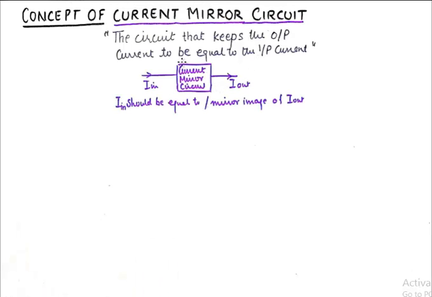Simply put, if we were to draw a block diagram of a current mirror circuit, we'll say that the current on one side of the circuit will be equivalent to the current on the other side of the circuit, which is loosely called as the current at input should be equivalent to current at output, or the output current should be equal to or mirror image of the input current.